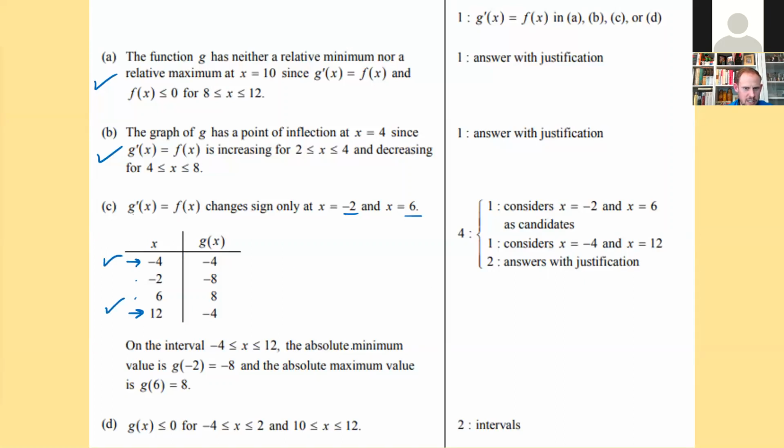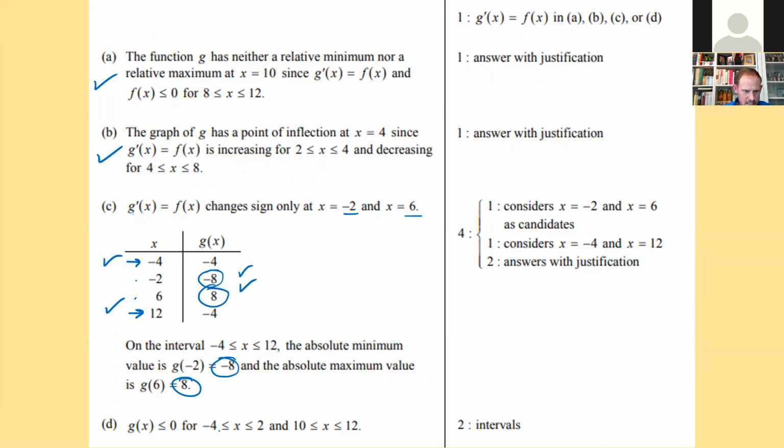Answer with justification. The absolute minimum is at -8, or is -8. The absolute maximum is 8. That's what we want, the actual values. There it is. All right, so we have that. That would be our 2 points there, one for each of those.